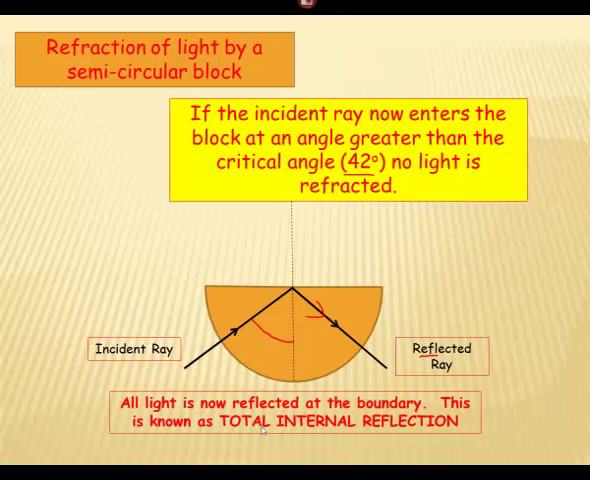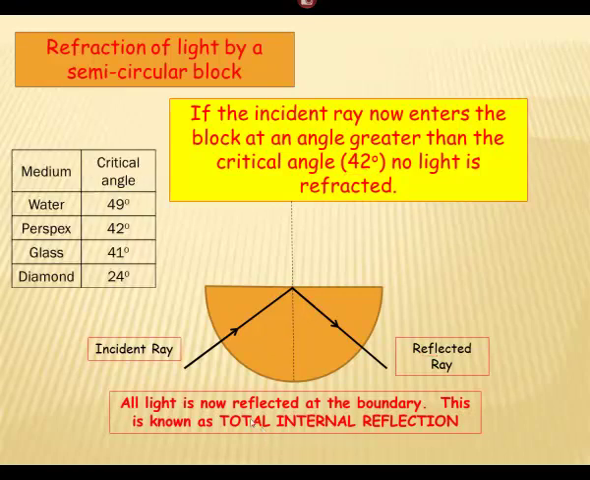And we looked at a table of values for various things. We know that for water the critical angle is 49 degrees, perspex 42 degrees, glass 41 degrees, and diamond, good old sparkly diamond, has a critical angle of 24 degrees. So a very, very small angle. Okay, so let's think now about the uses that we can put this total internal reflection to.